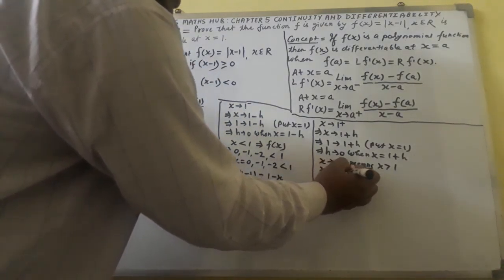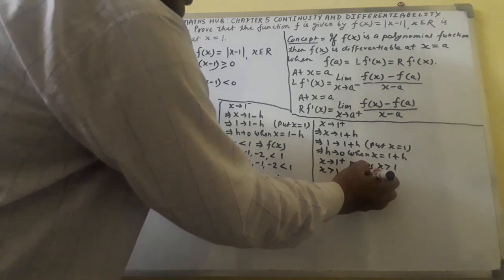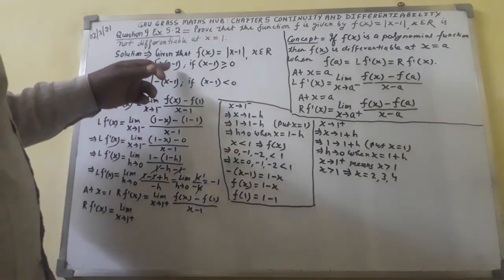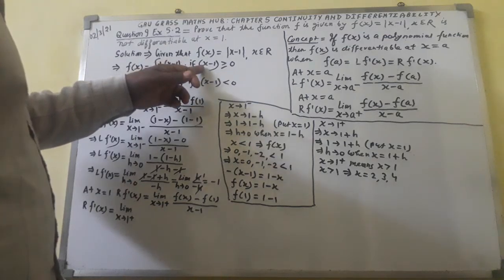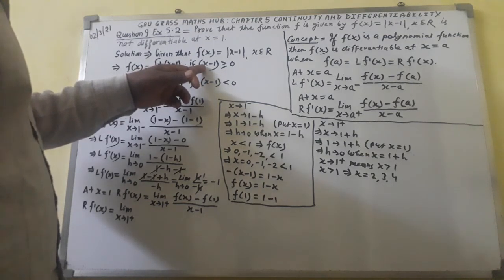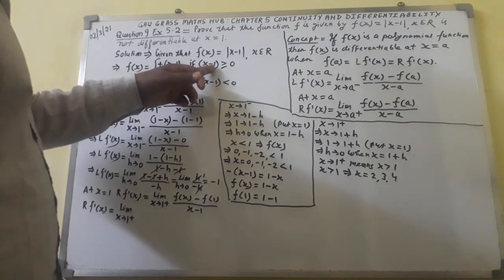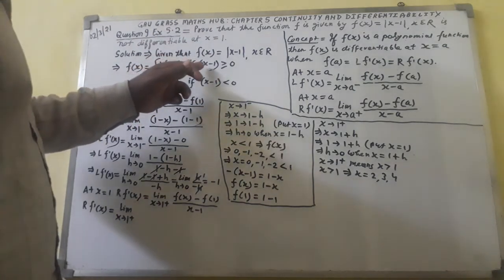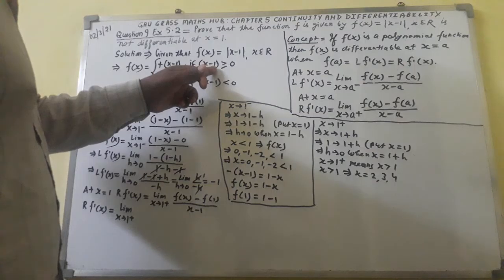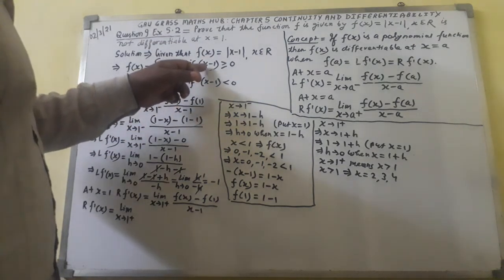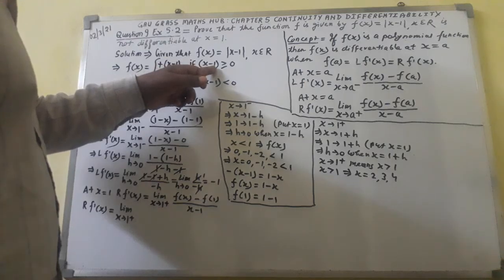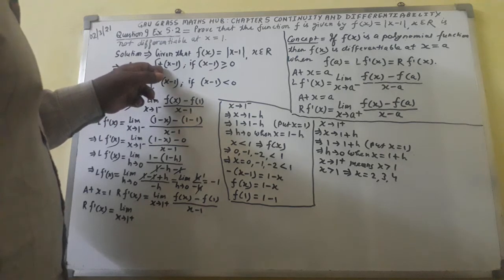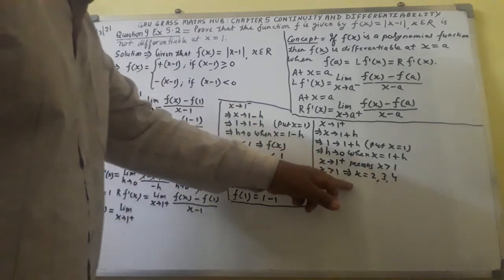Value of x must be greater than 1 implies that x equal to 2, 3, 4. So if you put here 2, it will become 2 minus 1, which comes out to 1. So 1 is greater than 0. If you put x equal to 3, 3 minus 1 comes out to 2. 2 is greater than 0. If you put x equal to 4, 4 minus 1 comes out to 3. 3 is greater than 0. This means that the first function f of x equal to plus x minus 1 will be applicable in this case.